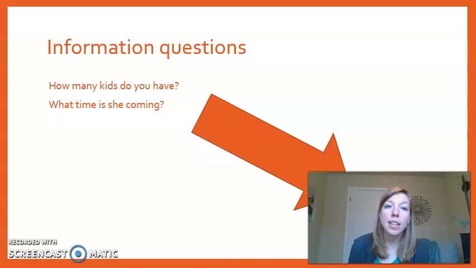So helping learners to hear the difference between these two types of intonation can really help them to understand when they're being asked a question, and also to make it very clear to their listener when they are asking a question.